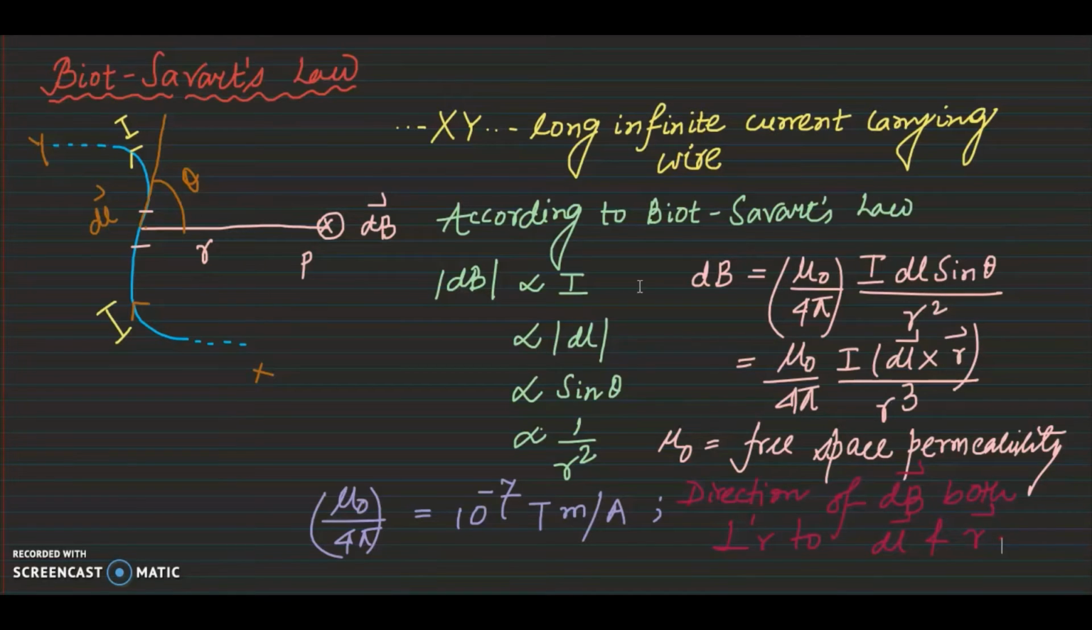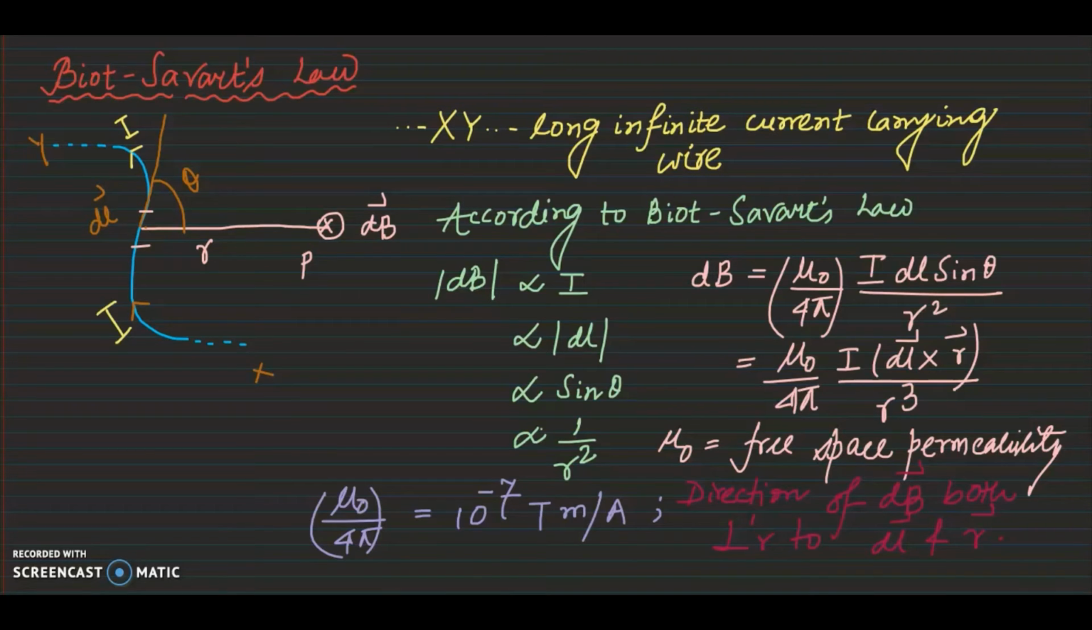In vector form we can write dB equal to mu 0 by 4 pi I times dl cross r divided by r cubed, where mu 0 is called the free space permeability, and mu 0 by 4 pi has the value of 10 to the minus 7 Tesla meter per ampere. The direction of dB is perpendicular to both dl and the r vector.